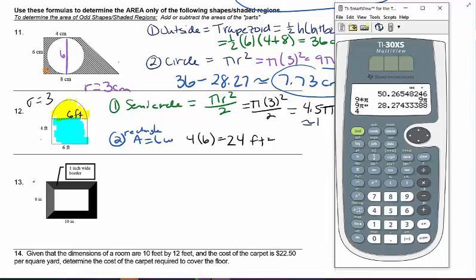So 4.5 times pi equals 14, sorry, it actually converted it back. I hit it twice. 14.14.